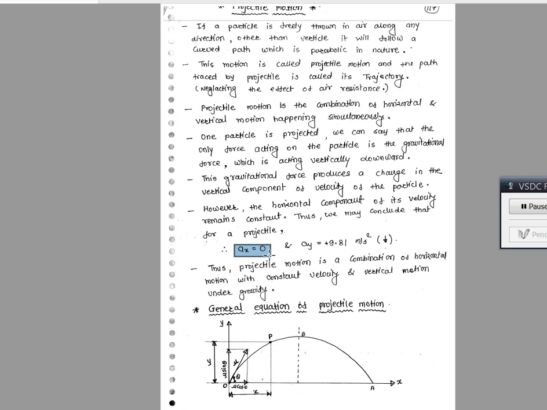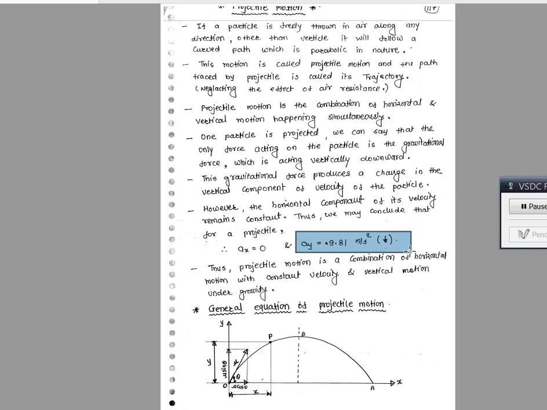When velocity is constant, acceleration is zero. For example, if a body is traveling with a velocity of 40 kilometers per hour throughout its traveling period, it means we need not accelerate that body. So when velocity is constant, acceleration is zero, and here the acceleration along the horizontal direction is zero because the velocity remains constant along the horizontal direction.